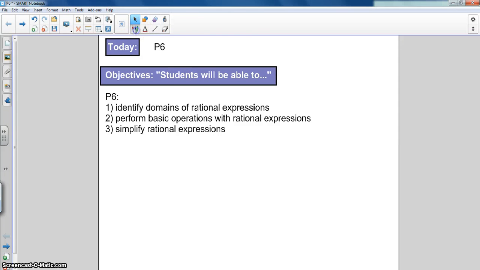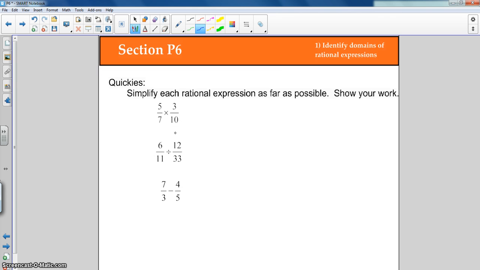In section P6, we are going to explore rational expressions, and in this video we're going to specifically talk about the domain of rational expressions, and then in future videos we will do basic operations with rational expressions and then simplify them as well. Just to begin with a quick warm-up, I want to review basic operations with just fractions, because fractions really, you can think of them as rational expressions without any variables.